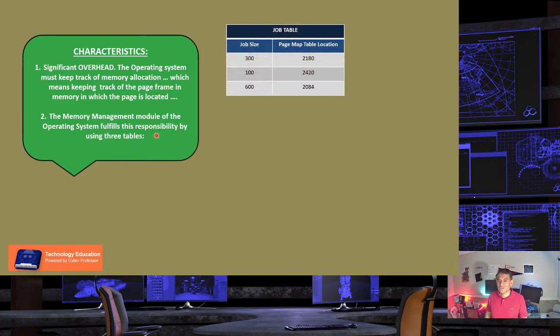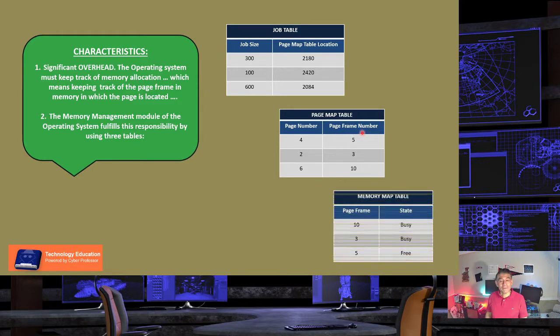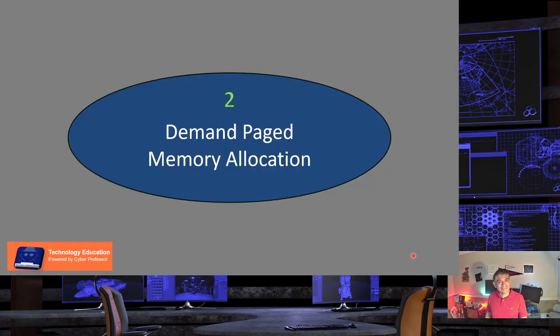Number 1, job table, which maps the job size and the page map table location. Number 2, page map table, which maps the page number with the page frame number. Number 3, memory map table, which maps the page frame and the corresponding state of each of the frames, either busy or free, to indicate if the memory has been allocated or not. This brings complexity to the equation.